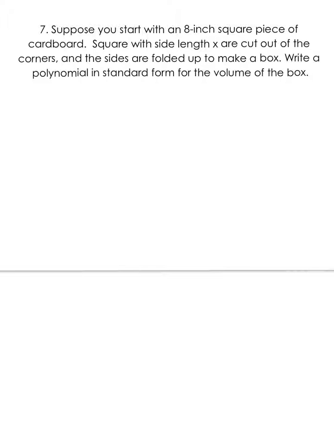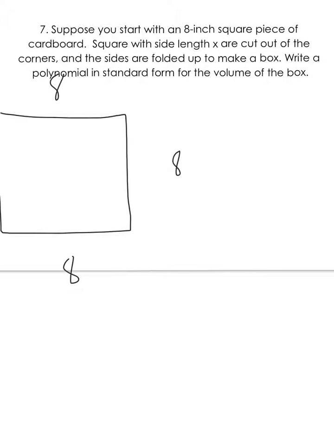So if I draw a box here, like this, I know that I start with 8 inches, so 8 is on all the sides of this box. And I know that I'm cutting out corners here, in each corner, little squares that are the same length, and those are side length x. So each of those side lengths are x. I'm going to fill those in. Okay, now what I want to do is figure out this volume.